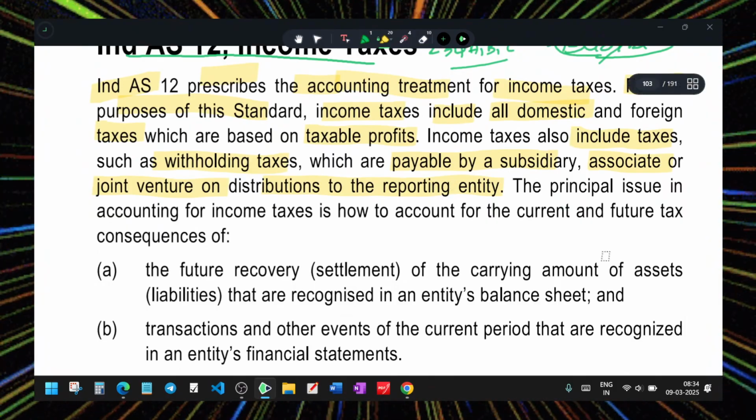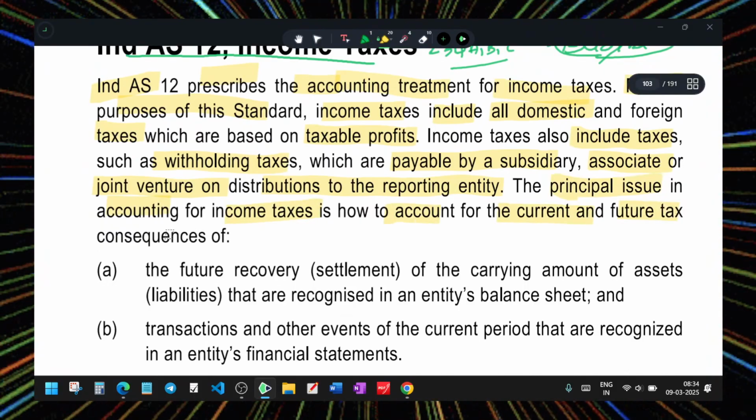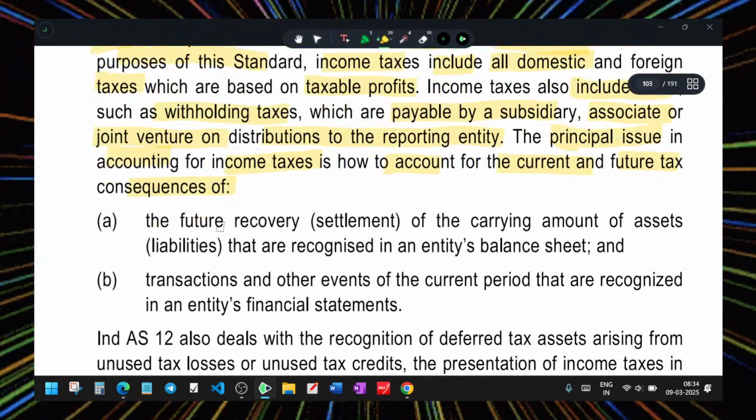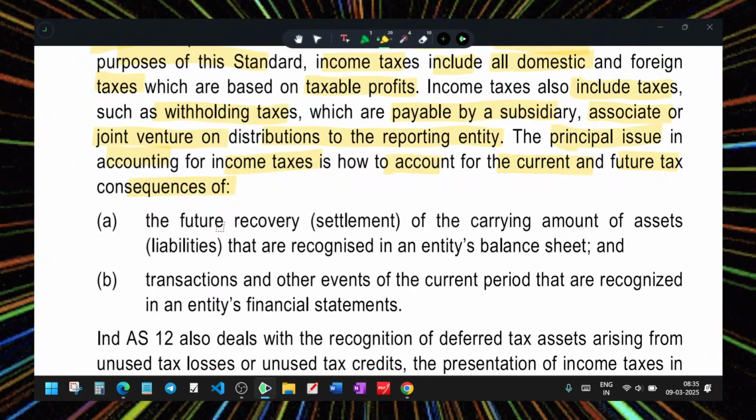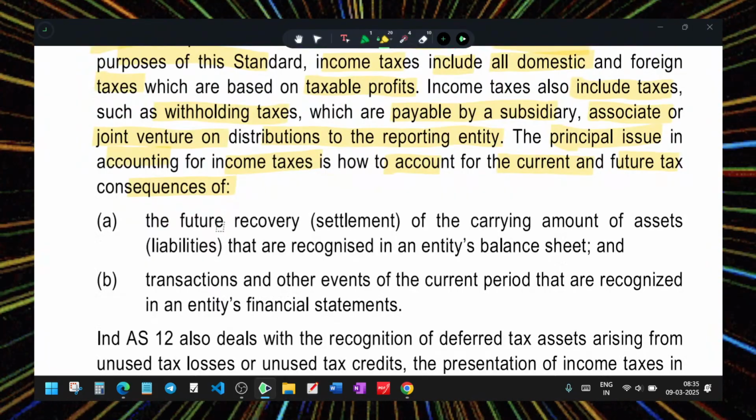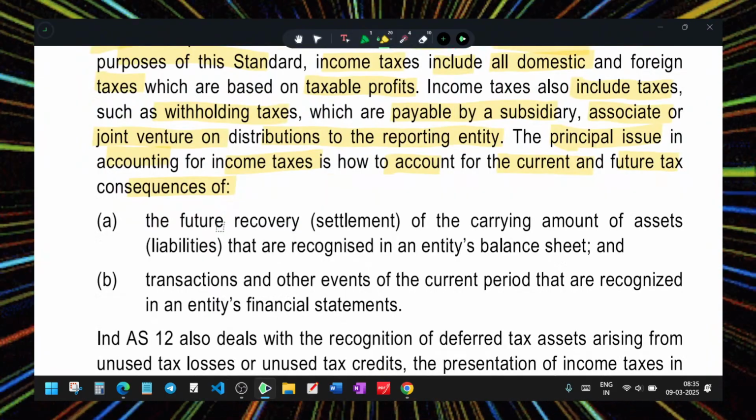The principal issue is accounting of income taxes: how to account for the current and future consequences. What are the current consequences? What are the future consequences? The current consequence is that we need to pay advance tax. The future consequences are based upon the future taxes we are paying, computing advance taxes as per the books of account and as per the law.